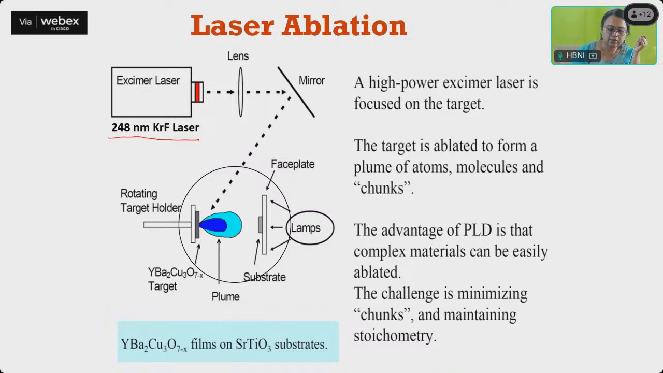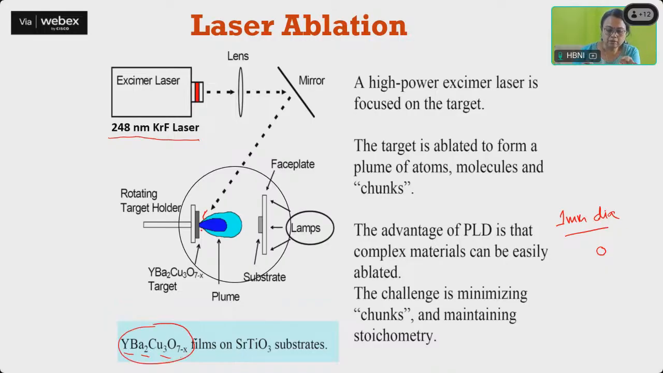It is focused, and the size of the laser beam on the target is very small, like 1 millimeter diameter. So in this very small area, the whole energy of the excimer laser is focused, and from there the material gets ablated. In this case, as I have shown, you have yttrium, barium, copper, oxygen. This is a high temperature superconducting material. So this is a big compound.